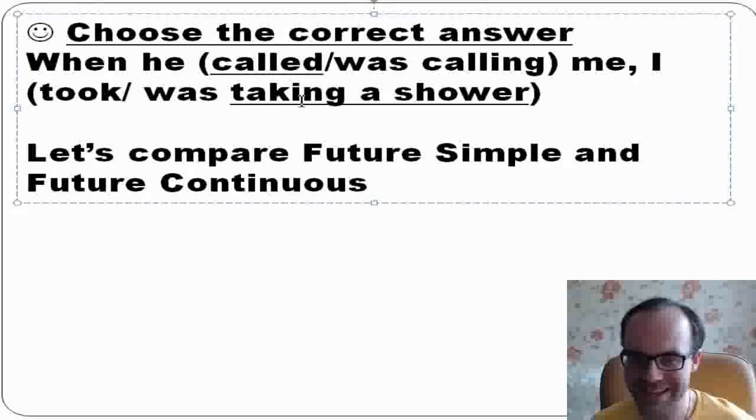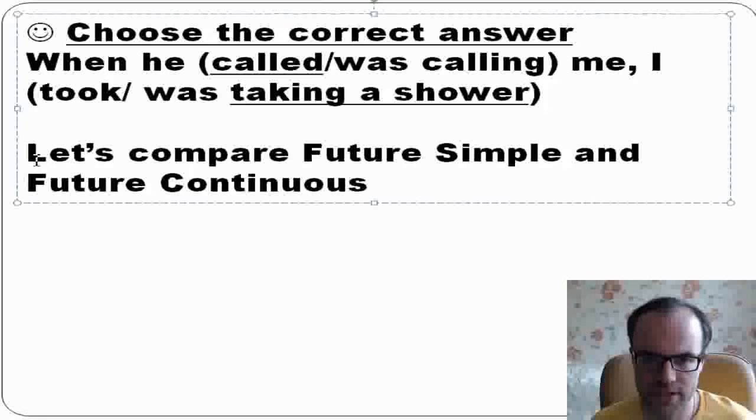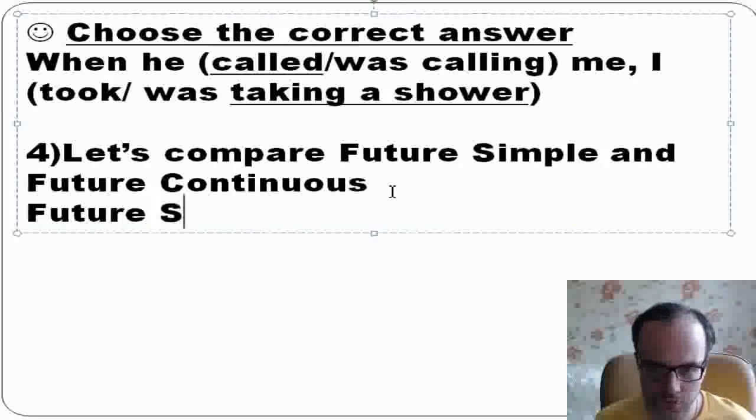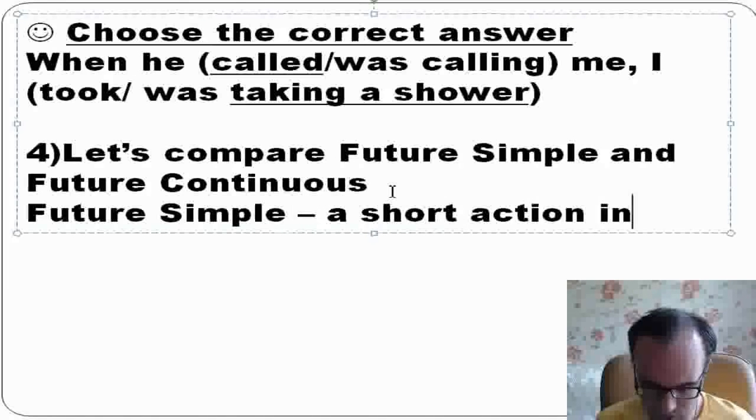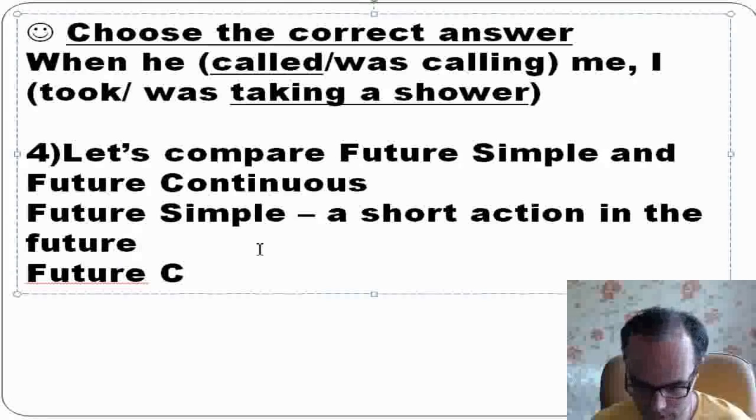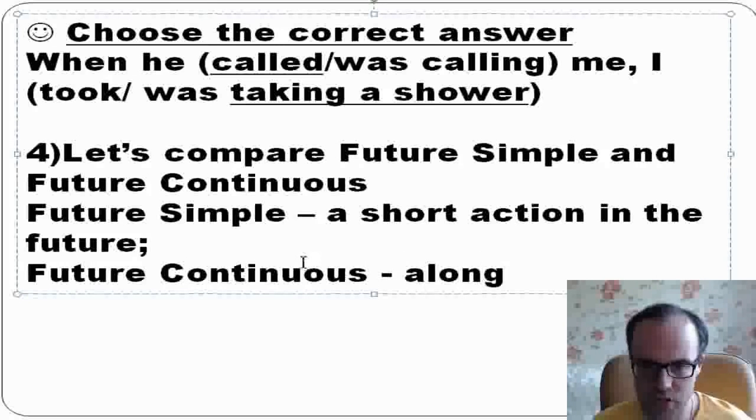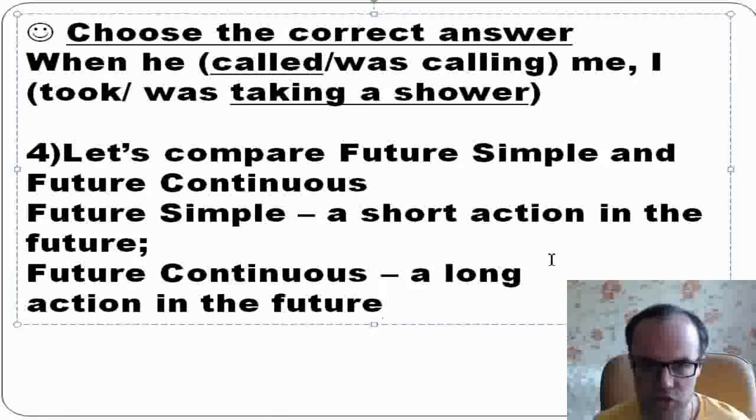Very good. Well done. Excellent. Amazing. Okay, let's compare future simple and future continuous. So what is future simple? It's a short action in the future. And what is future continuous? It's a long action in the future.